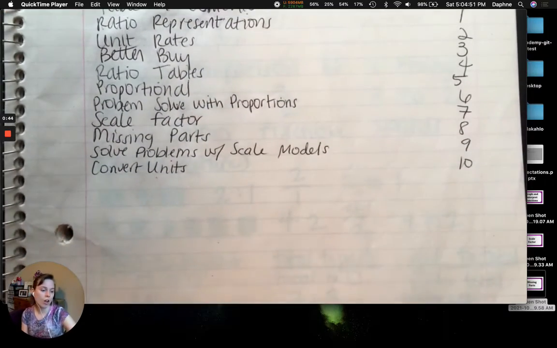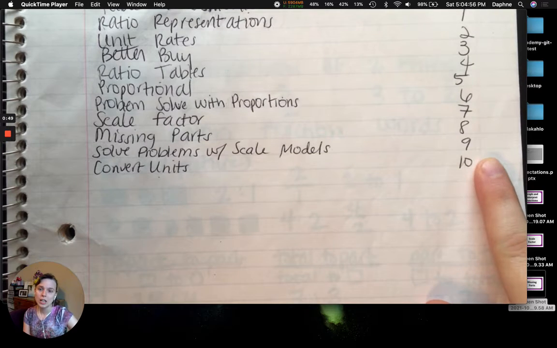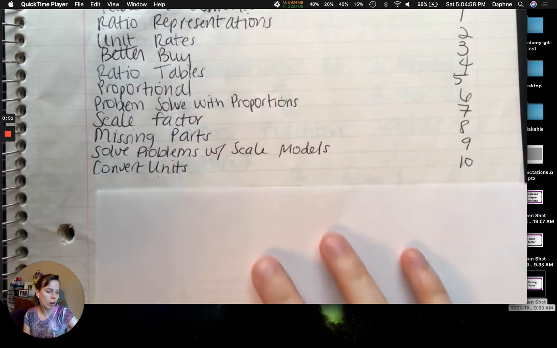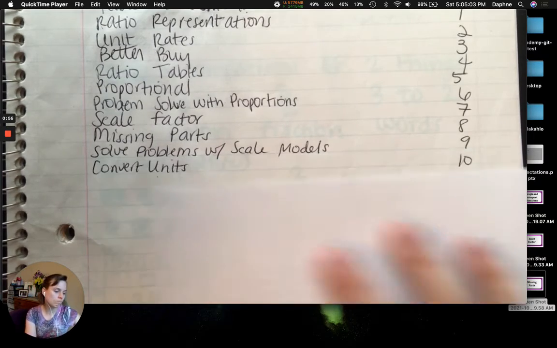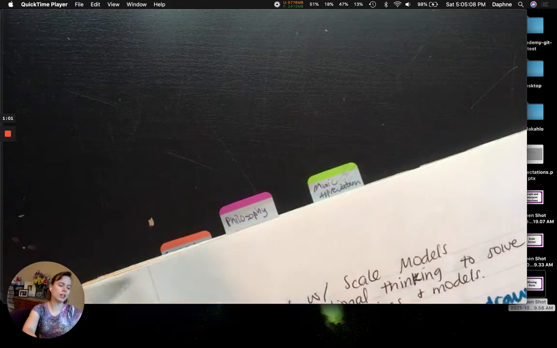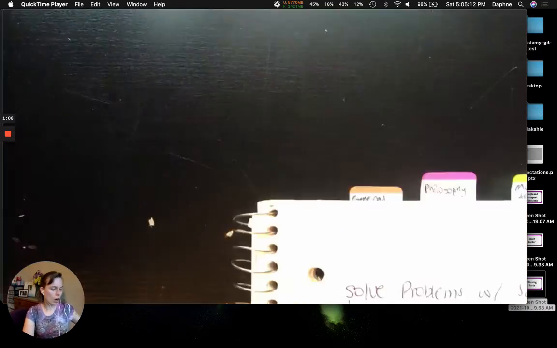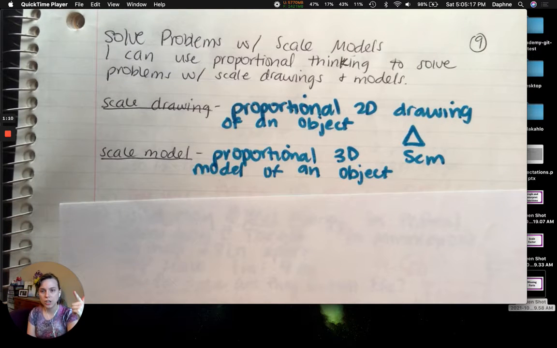So we are on solve problems with scale models. It's on page 9. So, solve problems with scale models, page 9. This should be in your table of contents. Moving on to page 9. Okay, so we are going to start off with the title, the page number, the learning target, 2 definitions, and then we're doing 4 examples. I labeled the examples A, B, C, and D.